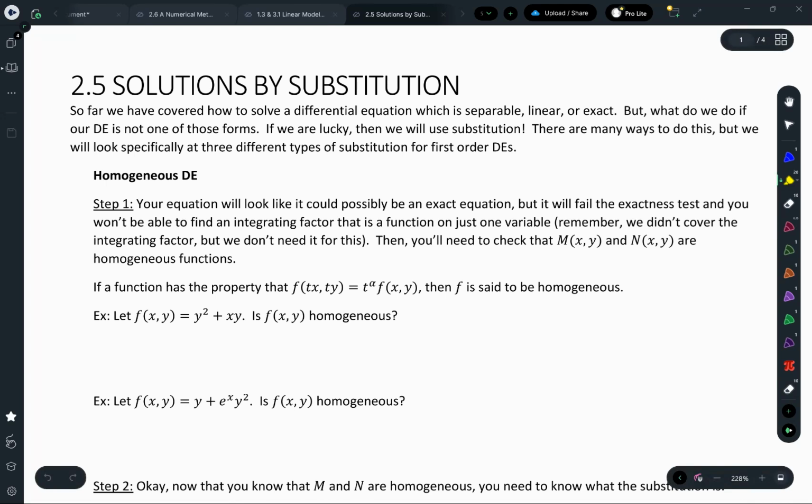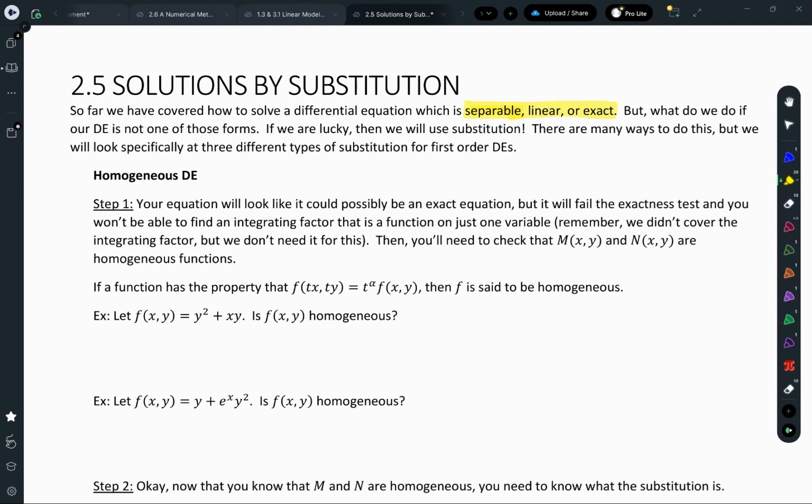So we've learned three different methods and they cover the situations where our differential equations are separable, linear, or exact. And those are the only three methods we've learned. And when we cover these next three substitution methods, we will be finished with the first order methods for solving differential equations.